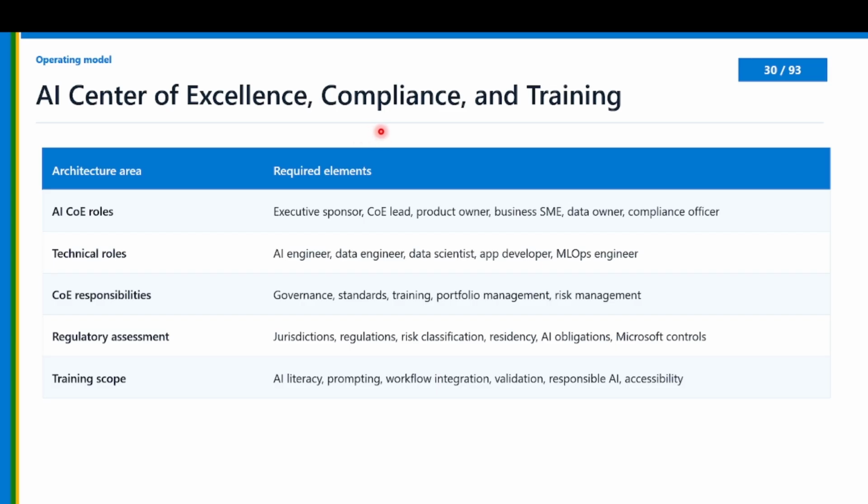So we have AI Center of Excellence, compliance and training, architecture area and requirement element. These are the operating model that you need. So, AI Center of Excellence roles. These are the roles of the AI Center of Excellence.